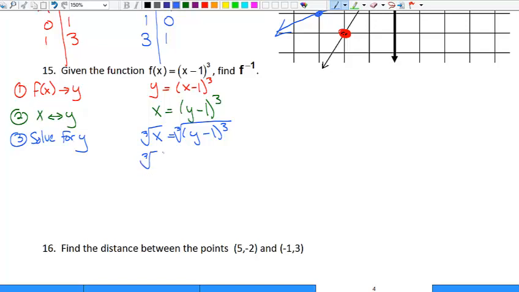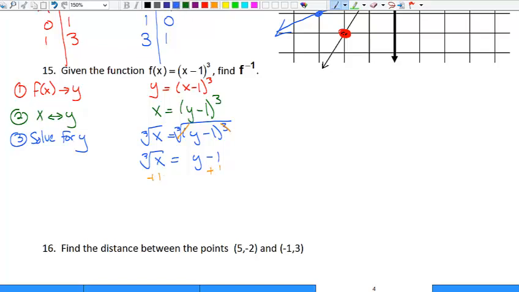This gets me the cube root of x equals just the inside, y minus 1. Because the cube and the cube root undo each other, I don't have to put plus or minus because it's not a square root, it's a cube root, so I don't have to do plus or minus at all. The last step is to add 1 to both sides.